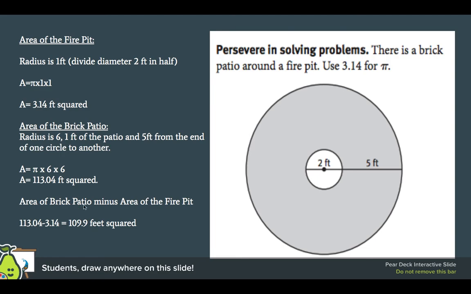Now, the area of the brick patio is minus the area of the fire pit to take away this part that we don't need because we're not going to put bricks in the fire pit. So we're going to have 113.04, we're going to subtract 3.14, and that's going to give us 109.9 feet squared. So that's just a little way of how that might be used in real life.